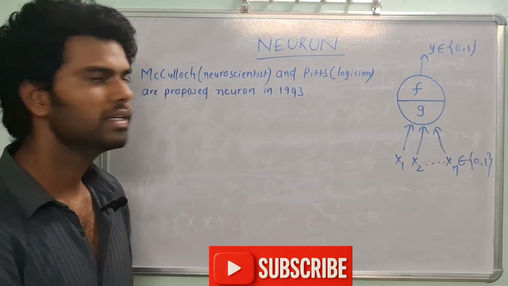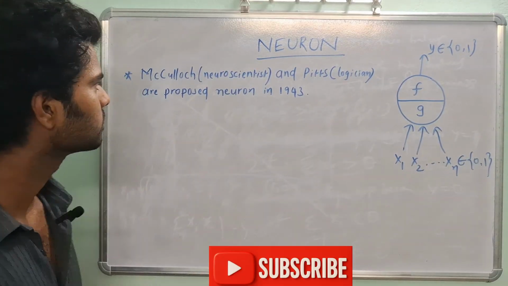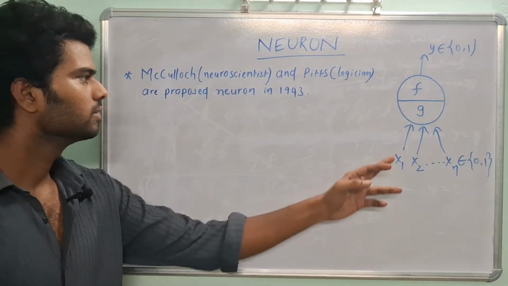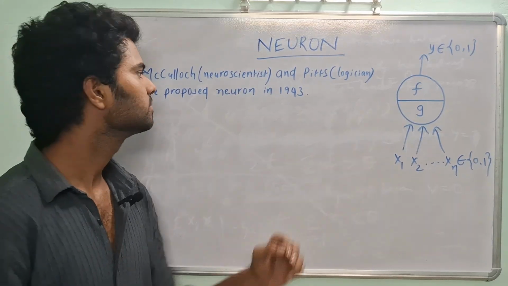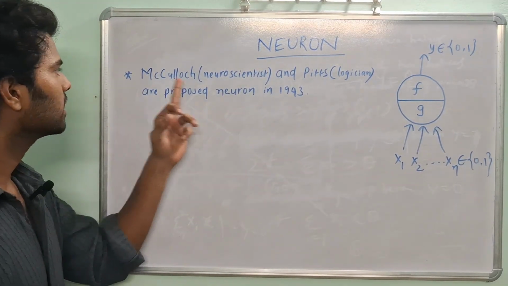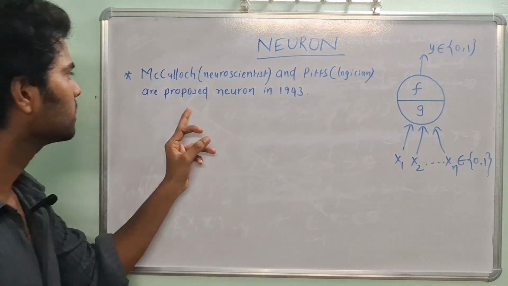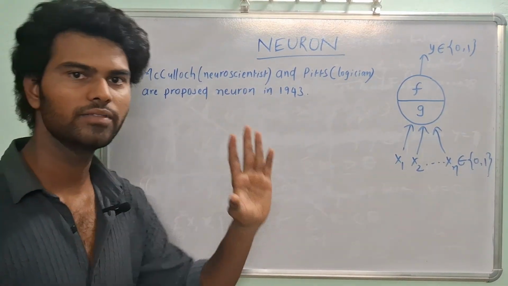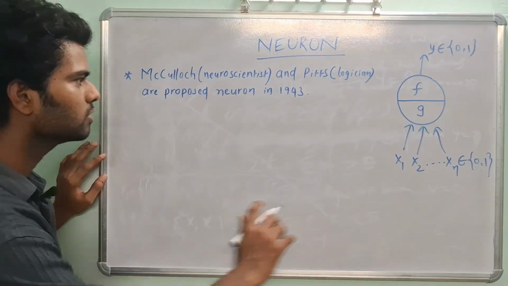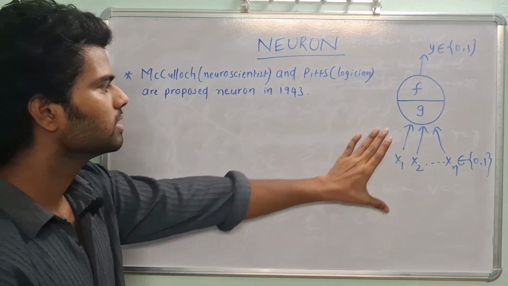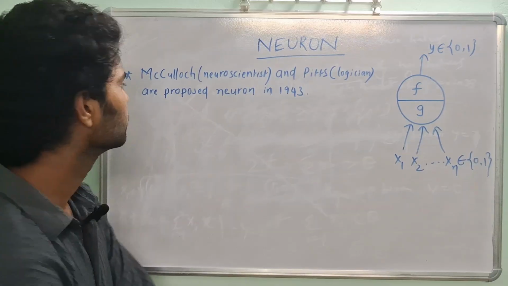Now, today we will discuss what a neuron is. So, this is a neuron structure. McCulloch is a neuroscientist, and Pitts is a logician. Both of them proposed the neuron in 1943. So now we will see how this neuron structure exactly works.